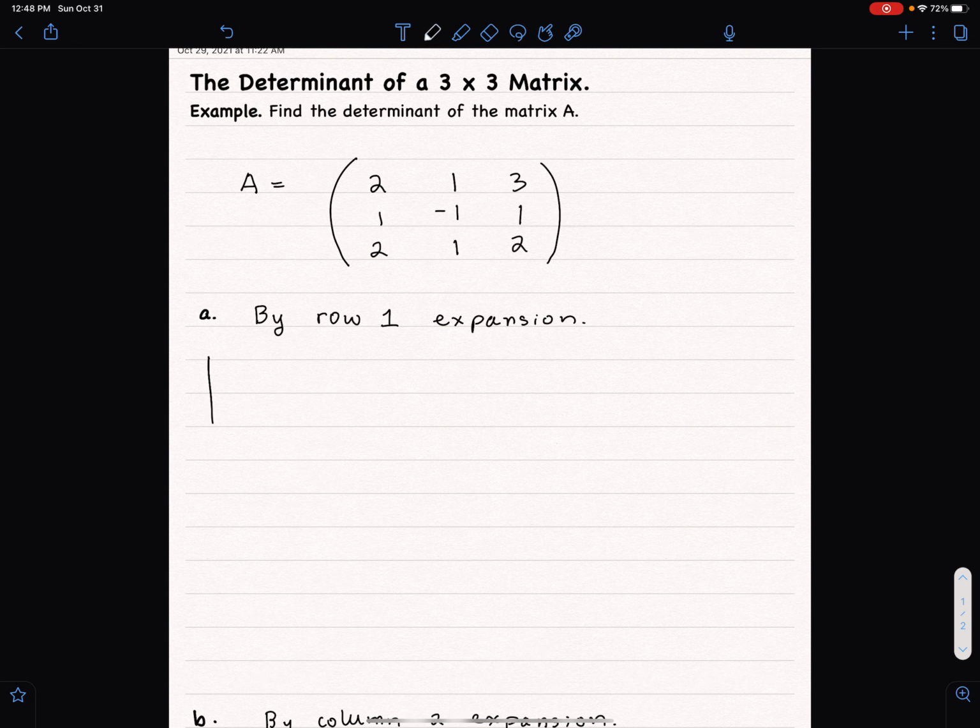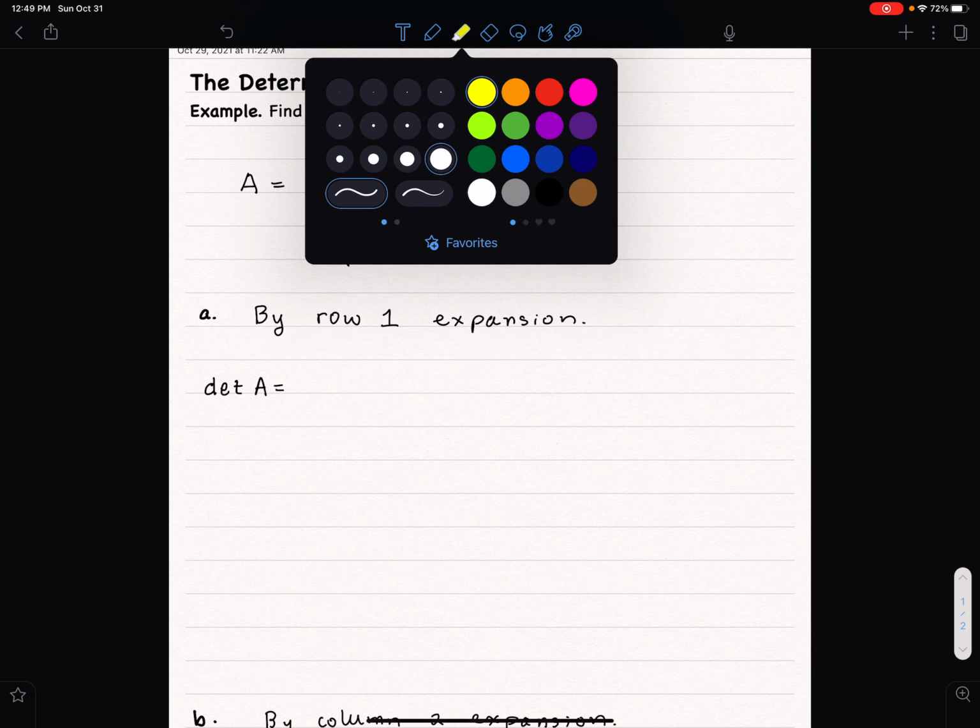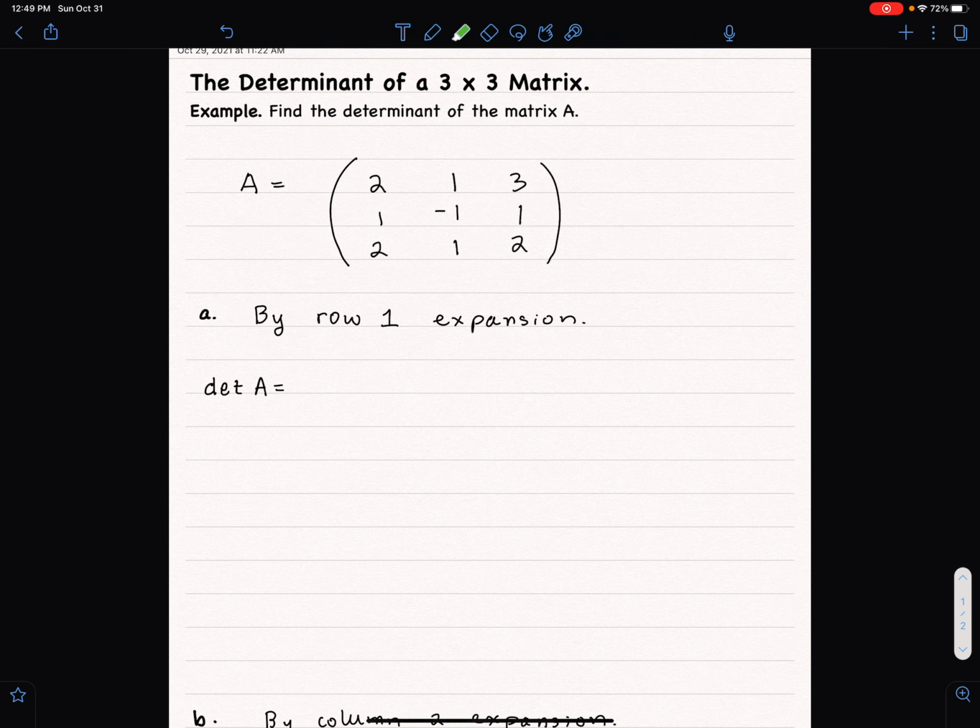So what I'm going to do is write down det A for determinant A. And what does it equal? Okay, this is how I'm going to do this. I am going to expand across the first row. That's what the directions say. So what I do is I write down 2, 1, and 3. Those are the entries on the first row.